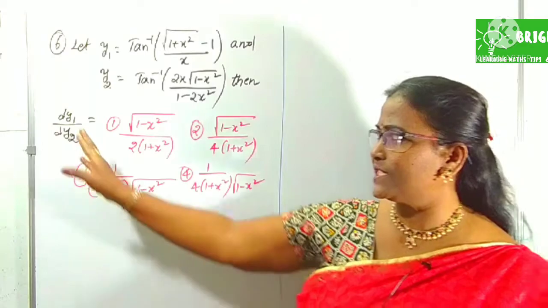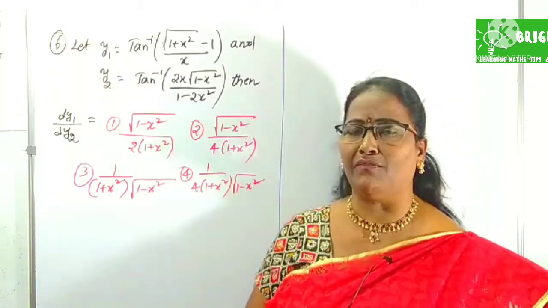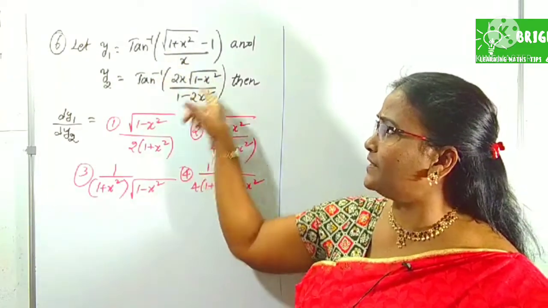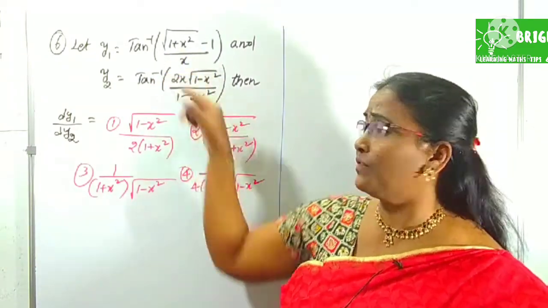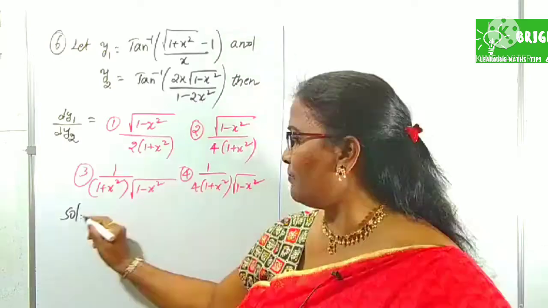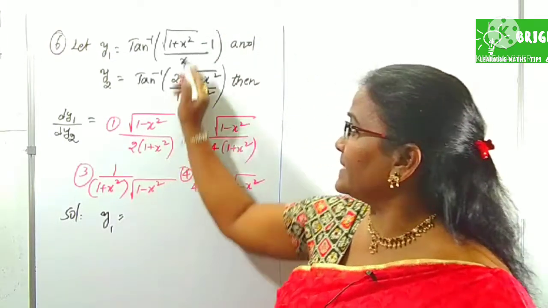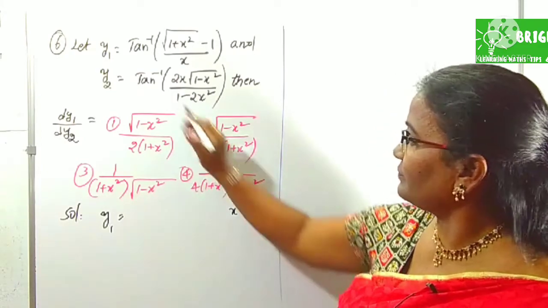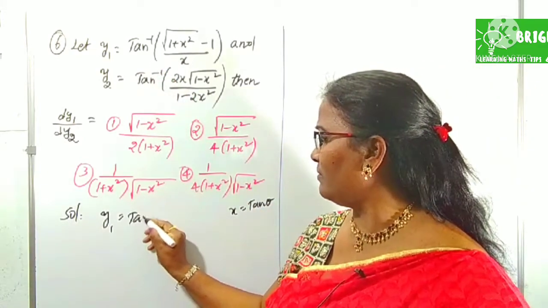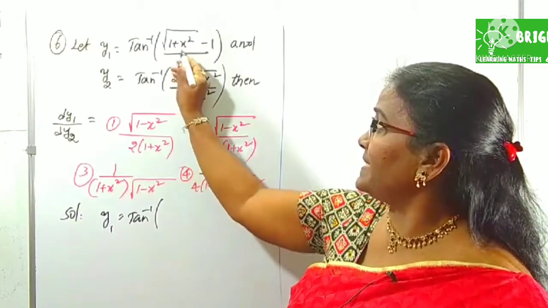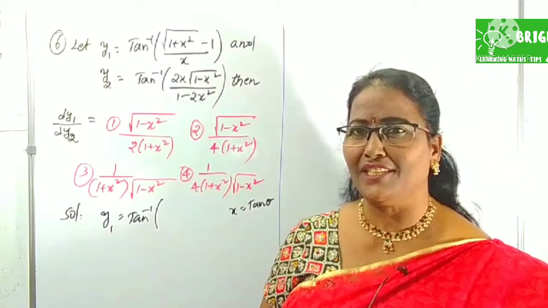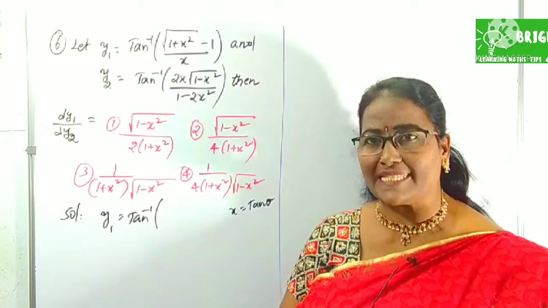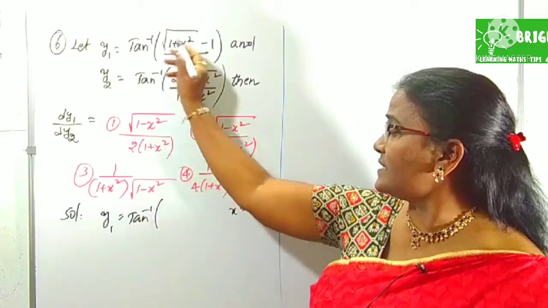To find its derivative, if you take the direct derivative of y1 and y2, it becomes too lengthy. That's why you have to concentrate on simplifying these two functions. For y1, take x equals tan theta. What happened? Tan inverse of root over 1 plus tan square theta. X is tan theta means x square is tan square theta. 1 plus tan square theta is what? Sec square theta. Under root it is sec theta.